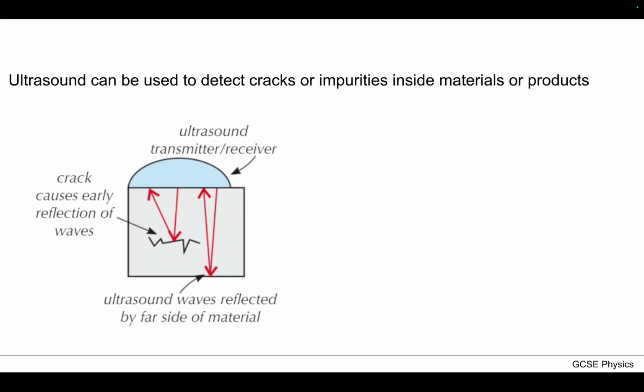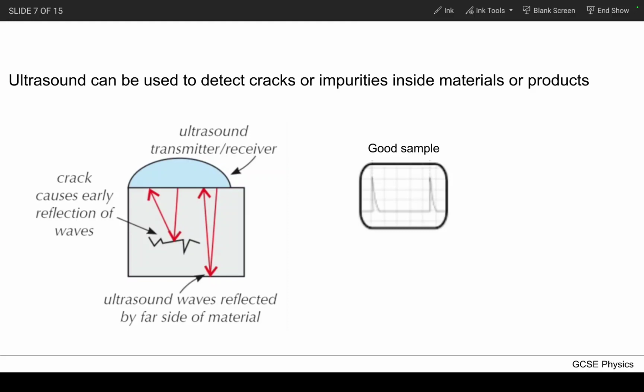As you can see in this image on the left hand side, you've got an ultrasound transmitter and receiver, and there's two scenarios. There's one on the right where the emitted ultrasound wave is going towards the end of the block and then reflecting back as normal. And on the left hand side you've got a wave that's traveling a shorter distance as it hits a crack, so it's causing an early reflection of waves. So this might be a good sample.